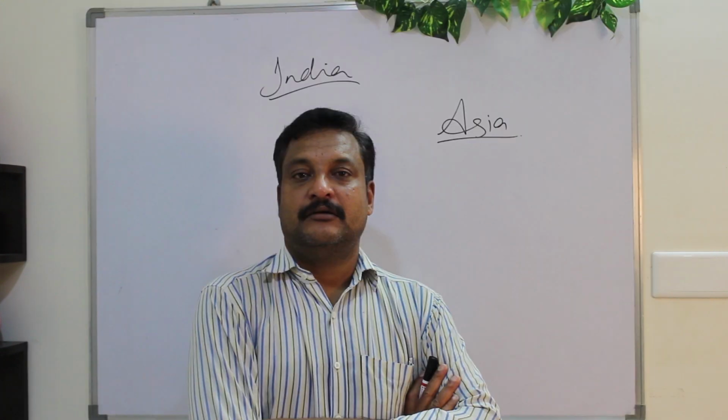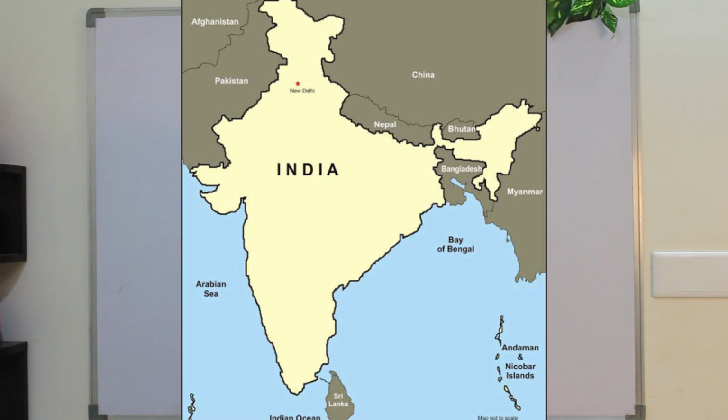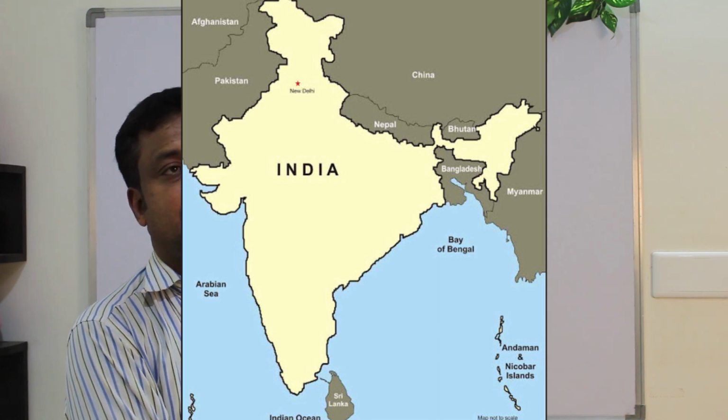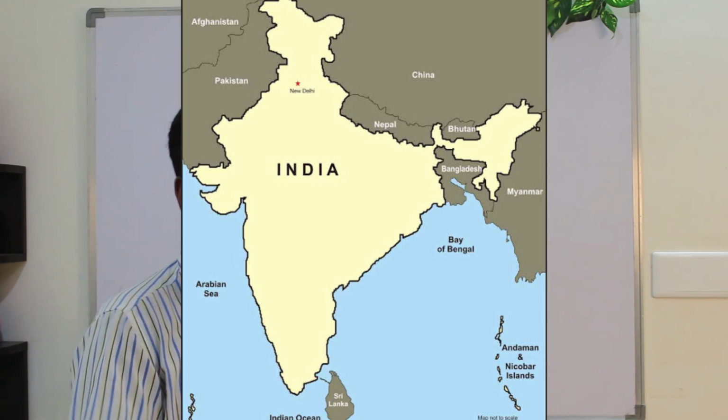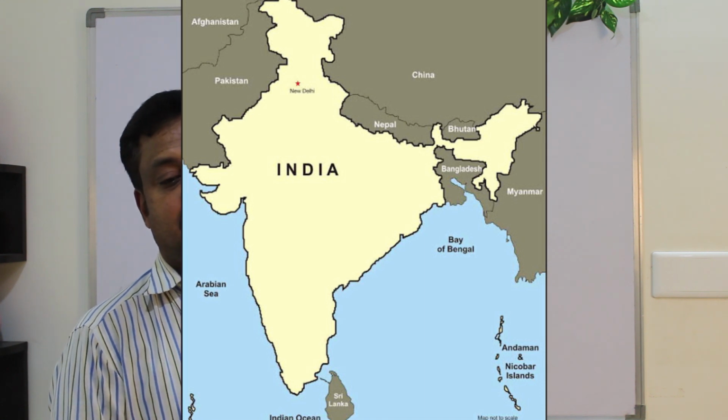The other prominent countries in Asia are China, Russia. Russia we don't share any border with, okay, leave it. China is there, Pakistan, Afghanistan, Nepal, Bhutan, Myanmar, Bangladesh and Sri Lanka. So the other countries that lie around India in Asia are Pakistan, Afghanistan.